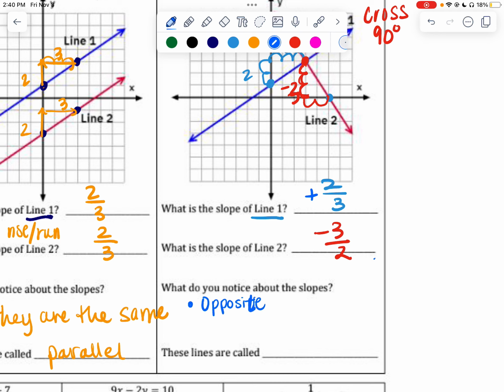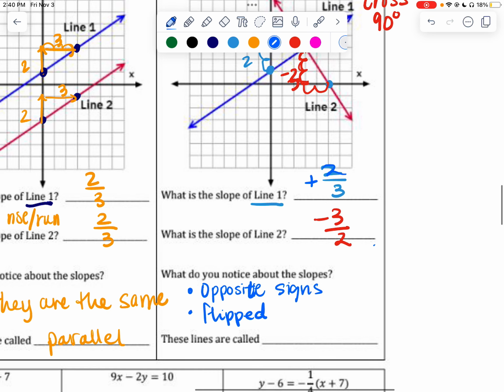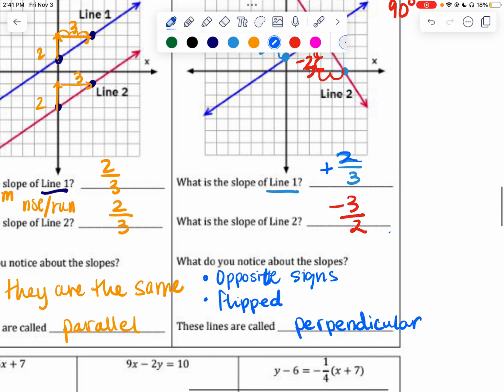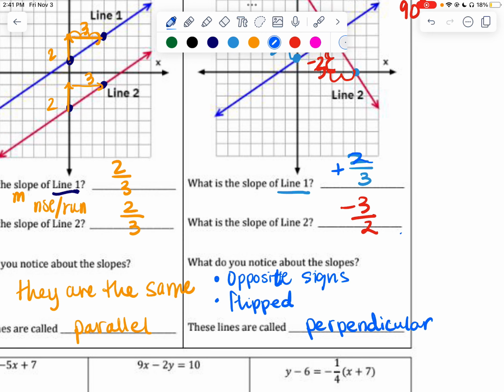Did I spell that right? Opposite signs. And I also notice here I have 2 over 3. On the other one it is 3 over 2. So they flipped. So opposite signs and flipped. And when this happens, those lines are then called perpendicular. So when I have opposite signs and I flip my slope, I get perpendicular. When they are the same slope, it's parallel. Okay.